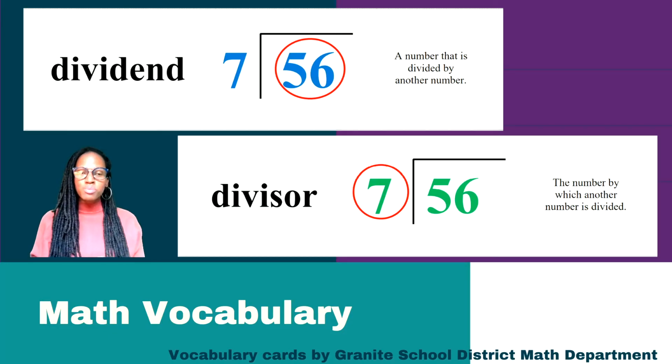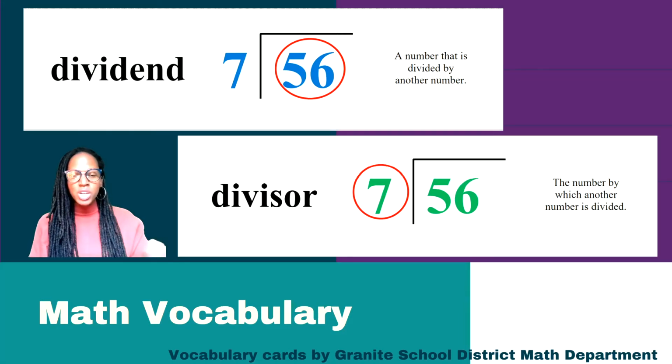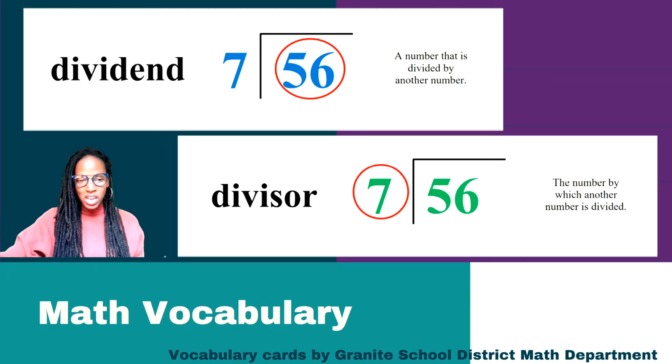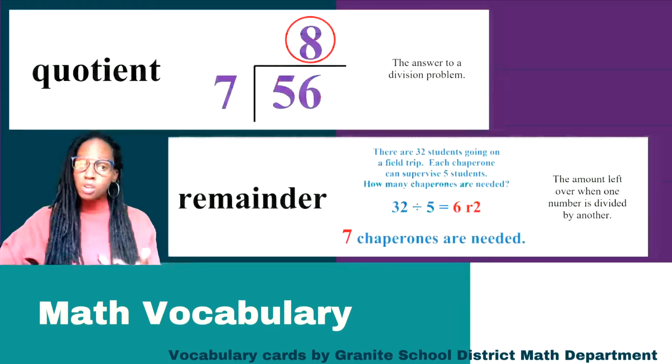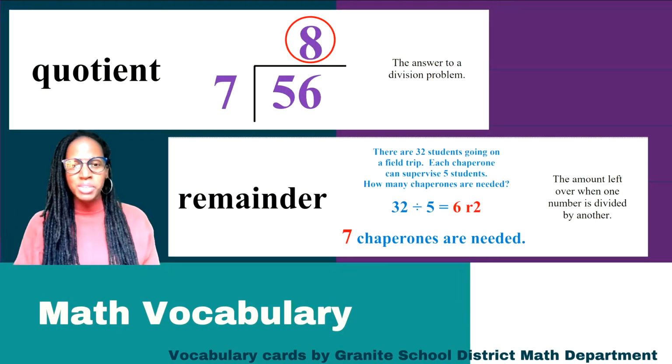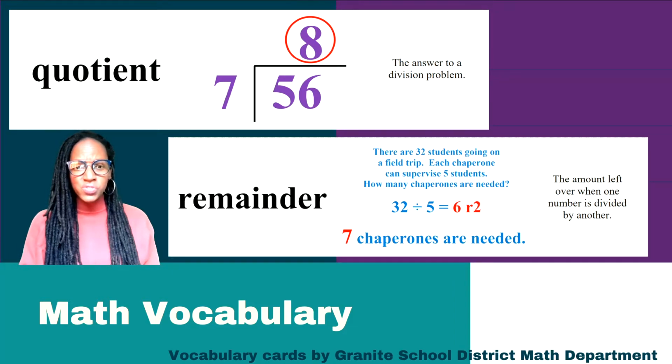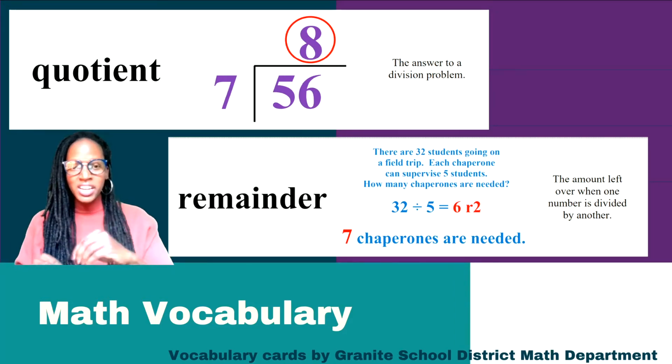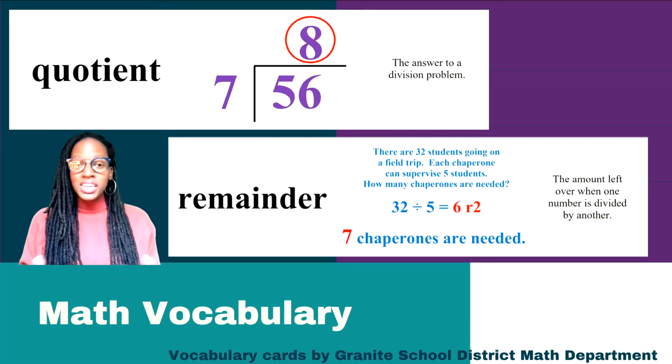The number 7 would be my divisor. That is the amount that I'm sharing. That is how many people I'm sharing with, okay? So I have 56 gummies. I have to share equally with 7 people. So I should have 7 unique groups, and my question would be, how many would each group or each person receive? Well, that answer would be my quotient. If I took my 56 gummies and divided them among my 7 closest friends, each person would get 8 gummies, okay? So that would be our quotient.